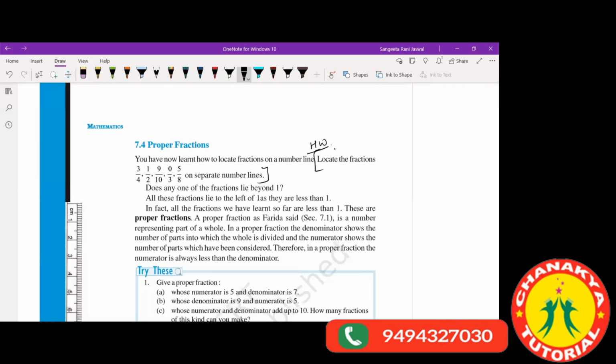Okay, now see. Whatever fractions we studied now, we were representing on the number line. In that we saw that all those numbers were lying between 0 and 1. We were dividing the number line from 0 to 1 into that many equal parts. So we studied those numbers which were less than 1.